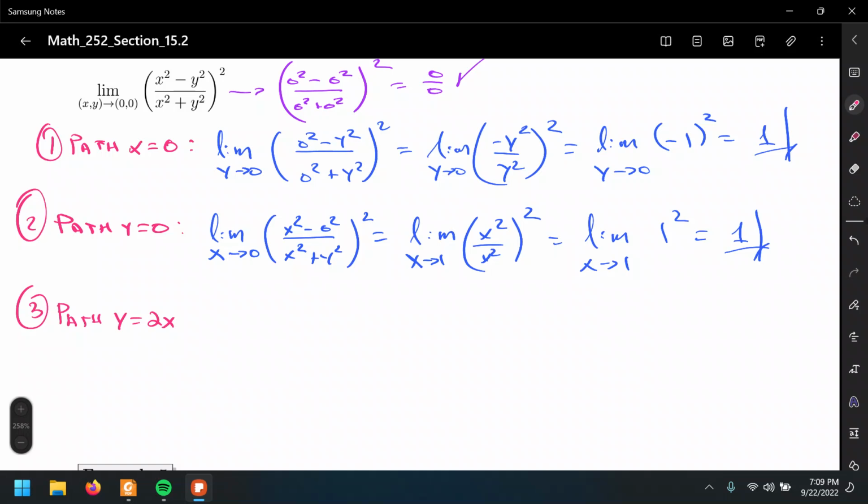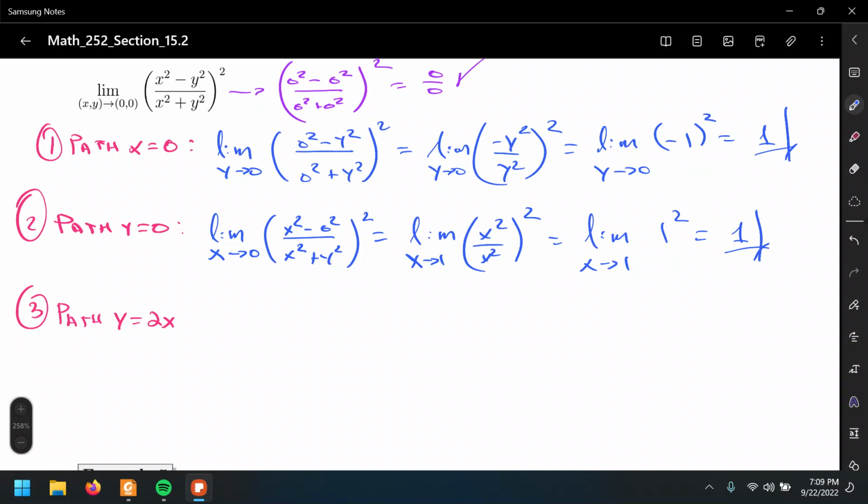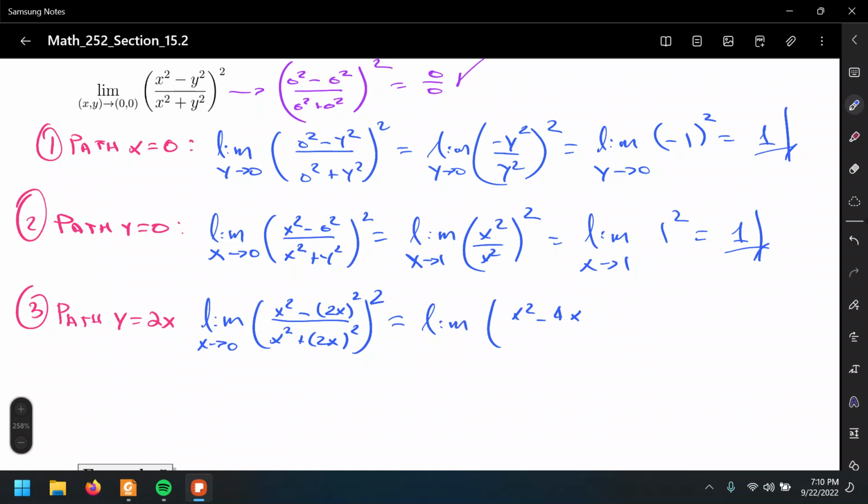So what are we going to do here? These y's will get replaced with 2x. So this will be the limit as x approaches 0 of x squared minus y, which in this case is 2x, quantity squared, over x squared plus y squared, which in this case is 2x, quantity squared, and the whole thing squared. So let's see. So x squared minus 4x squared over x squared plus 4x squared.